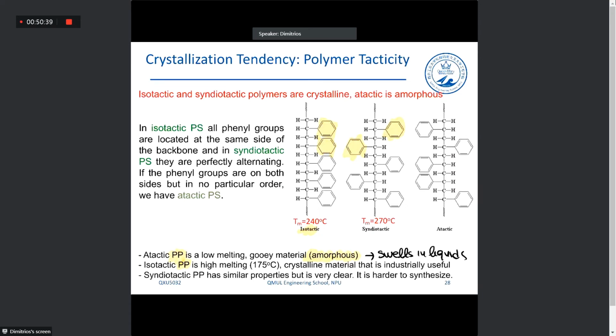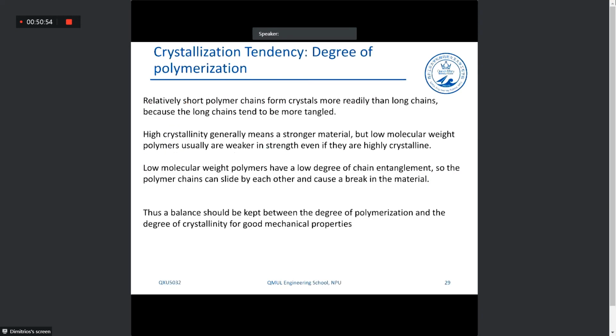While isotactic polypropylene has a high melting point, it's a crystalline material. It is used extensively in a number of industrial applications. The same applies for syndiotactic PP. Now, we said that crystallization in general, and a high degree of crystallinity, is able to affect significantly some properties of the polymer, and more specifically the mechanical properties.